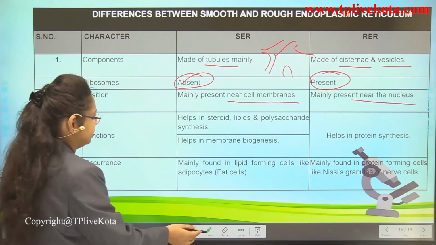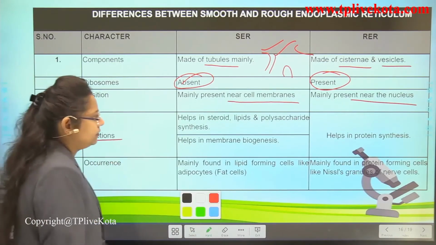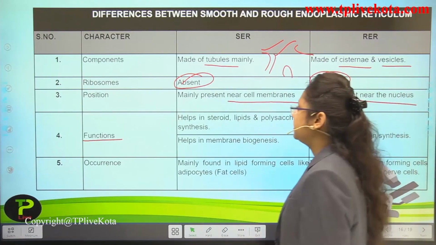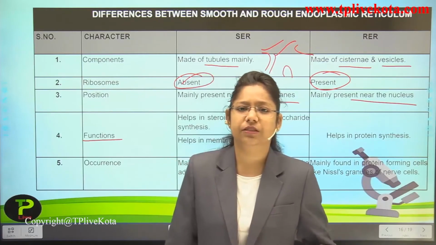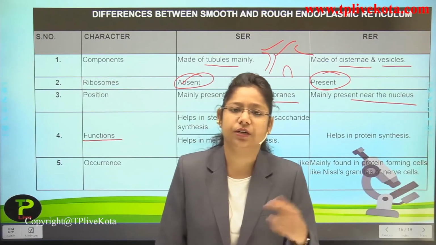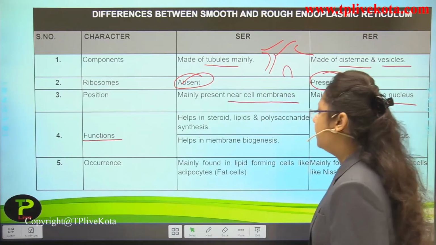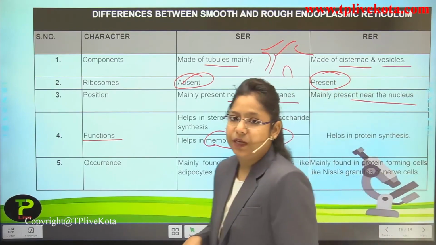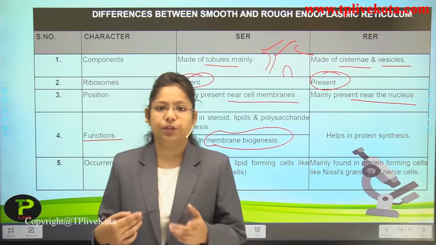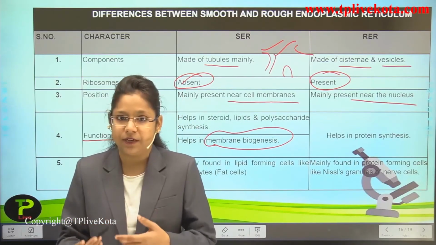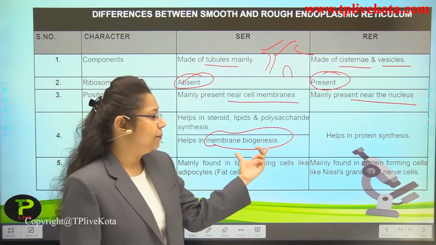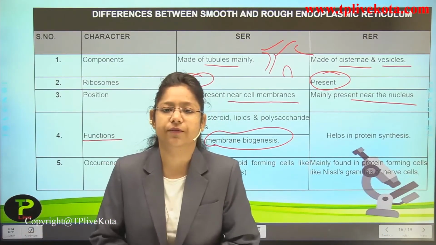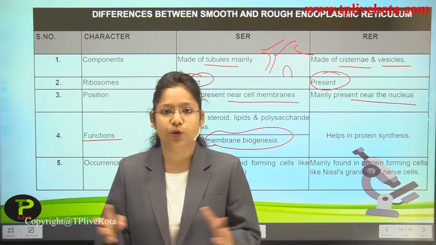Now what are the functions of rough or smooth endoplasmic reticulum? First we are going to talk about smooth. It is responsible for the synthesis of lipids, proteins and steroids. Steroids means the male and female hormones, that is estrogen, progesterone, testosterone, and it also helps in membrane biogenesis. Now what is membrane biogenesis, student? The formation of lipids and proteins for the cell membrane is known as membrane biogenesis. Now if we talk about rough endoplasmic reticulum, the main function of rough endoplasmic reticulum is that it helps in protein synthesis.